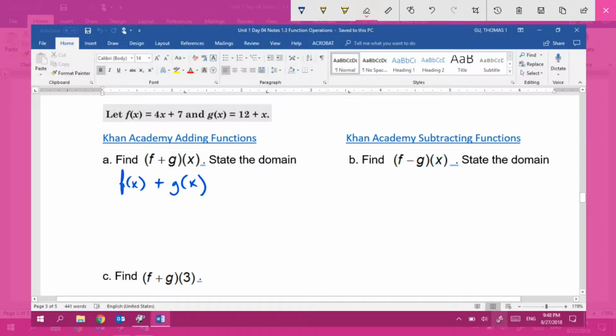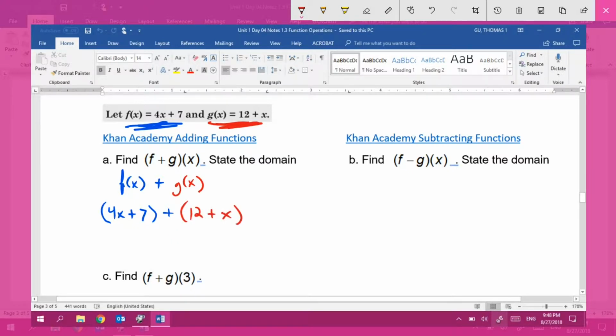You know what? Let's color code this. Let's just go the extra mile for you guys. Okay, so now let's replace what we know. F of x is right here, 4x plus 7. And we're going to put that in parentheses just to keep it together. Plus sign, plus g of x. G of x is 12 plus x. We're going to put that in parentheses as well to keep it together so things don't get separated.